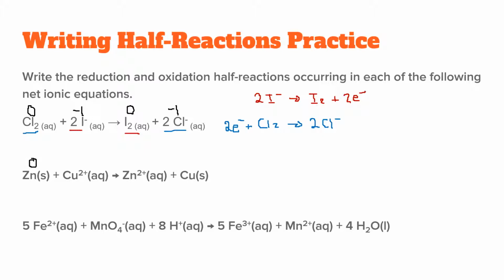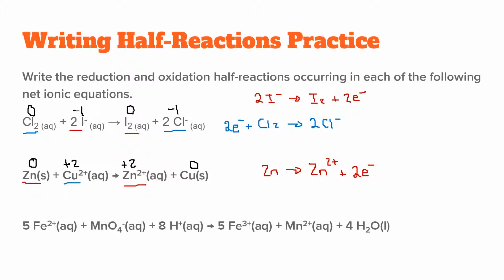Next one, molecular zinc is a 0, copper ion has a charge of +2, zinc ion has a charge of +2, and metallic copper has an oxidation state of 0. My oxidation half reaction is going from zinc with a 0 to zinc with a +2. So we have metallic zinc going to Zn2+. Now we have a neutral left-hand side, but right now an additional +2 on the right-hand side. So to get 0 overall, we're going to need 2 electrons here. +2 and 2 negative charges adds up to neutral overall on both sides.